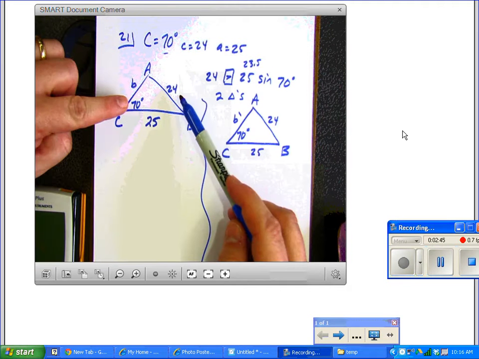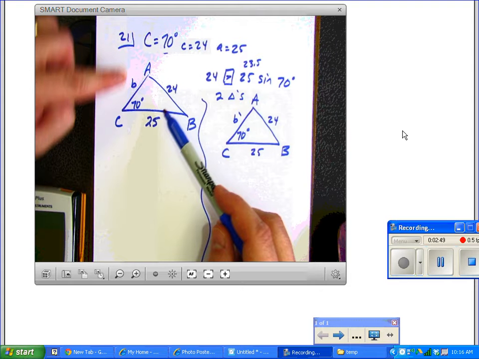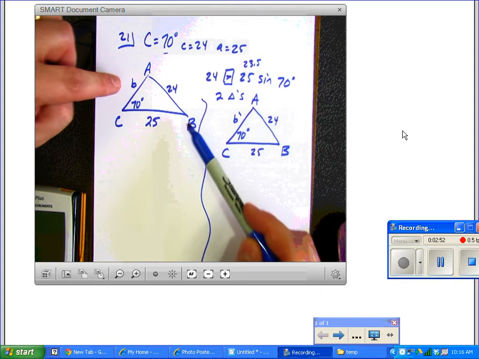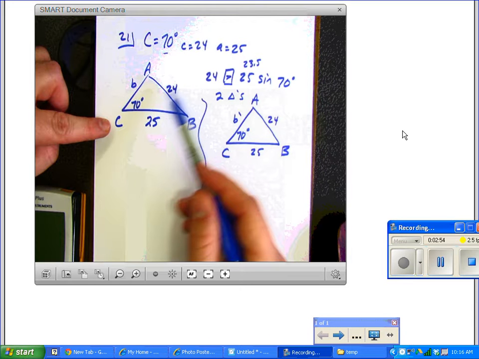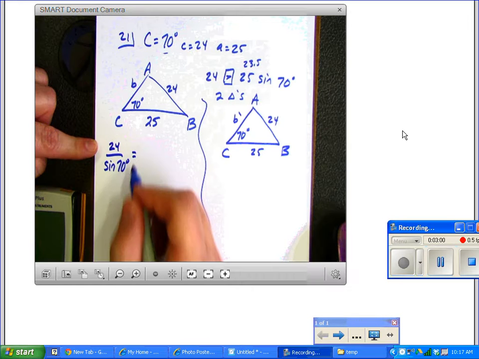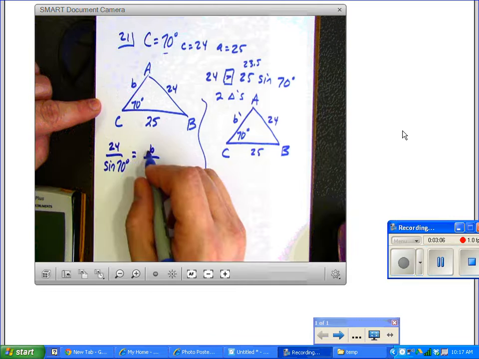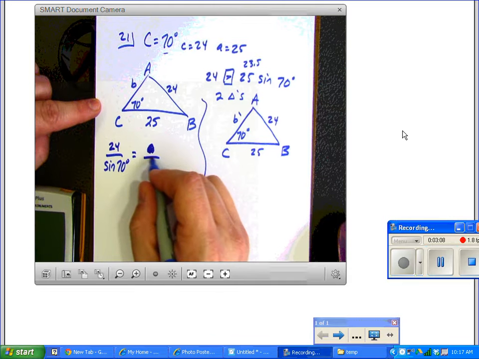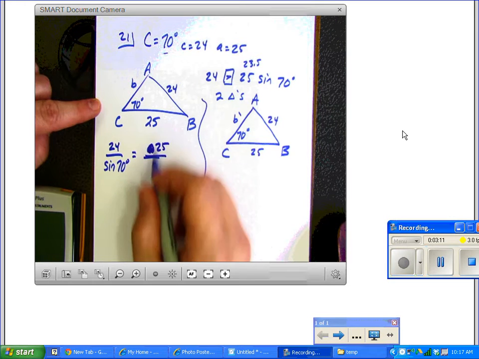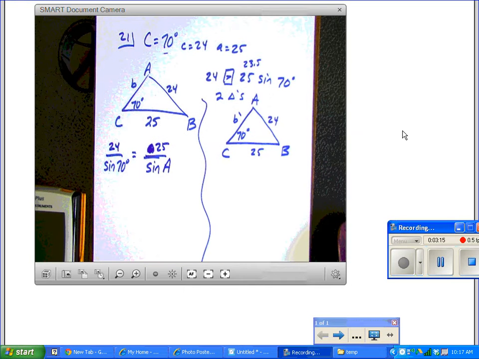So you got these two ratios. You're definitely going to use the C ratio. You couldn't find B, could you? You don't have either. So let's do the C one. It's just going to say 24 over sine of 70 equals, nope, that's wrong, 25 over sine of A, because the B one wouldn't lead me anywhere. I'd have two unknowns. Now I only have one unknown, so I can cross multiply and solve for it.